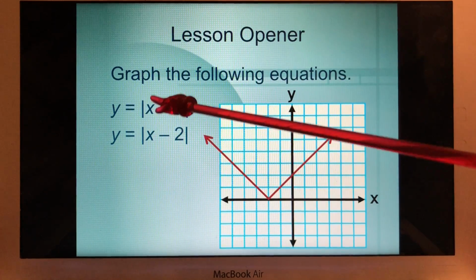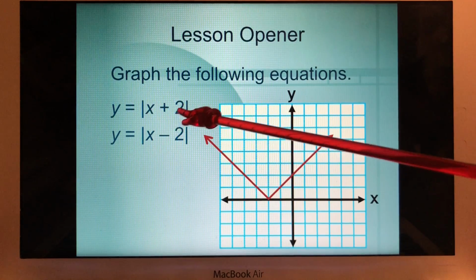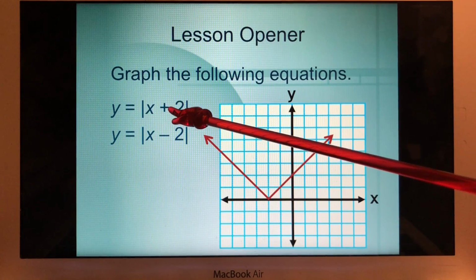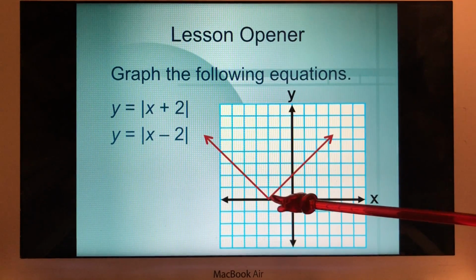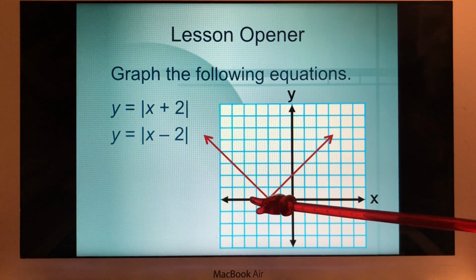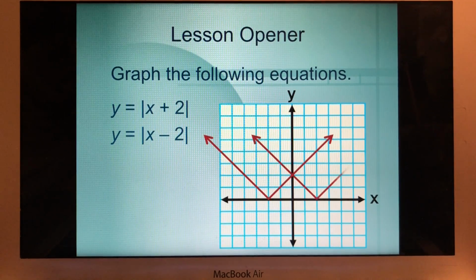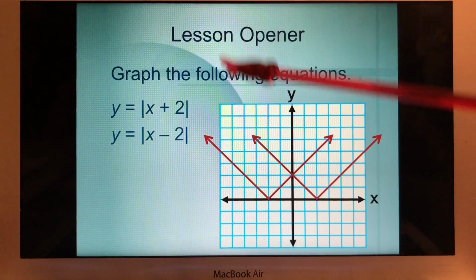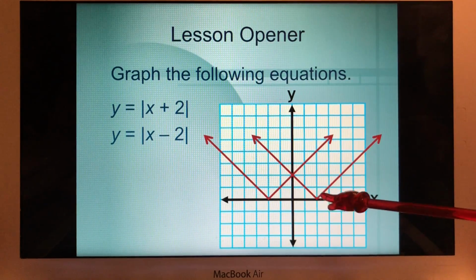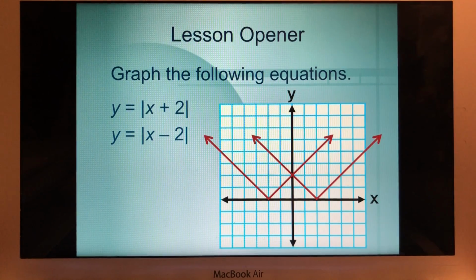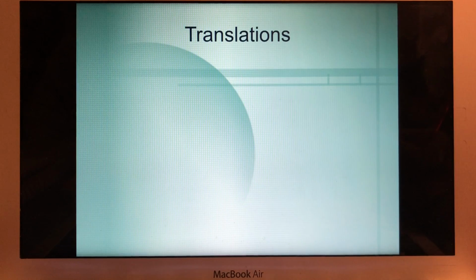Also, when you have your x inside the absolute value and you add 2, your x is shifted over to the left. But when you subtract 2 inside the absolute value, then your graph is shifted to the right by 2 units. These are called translations.